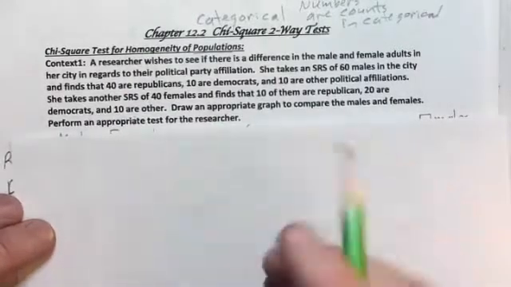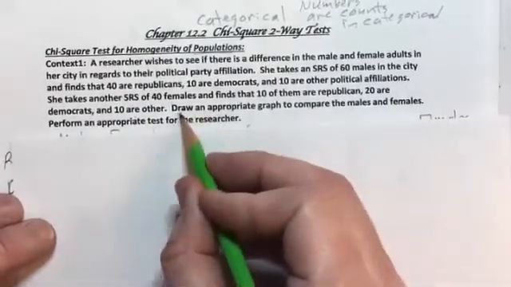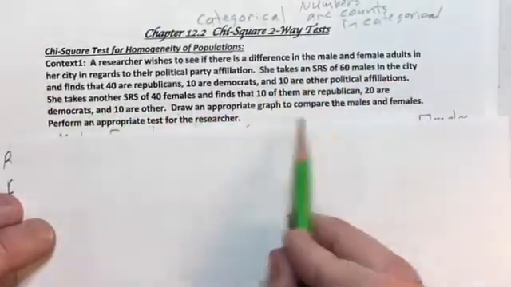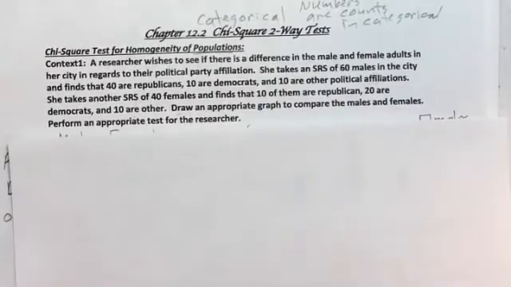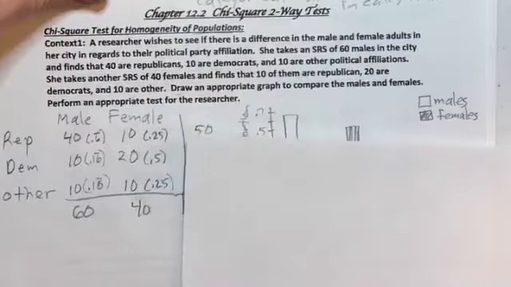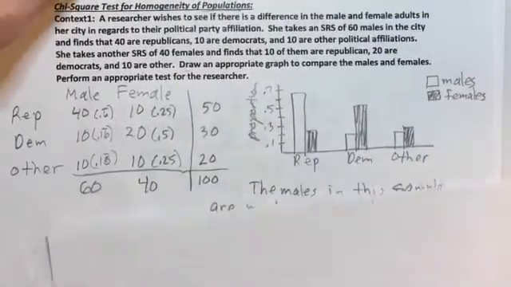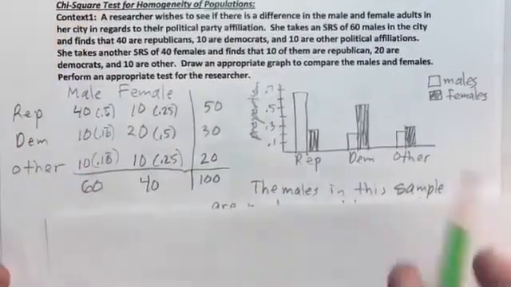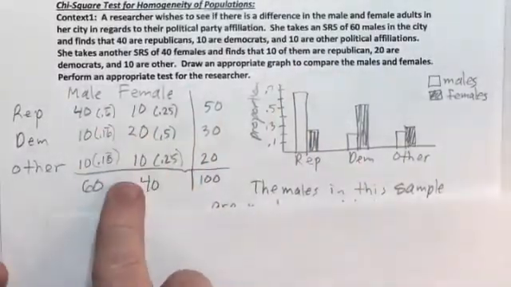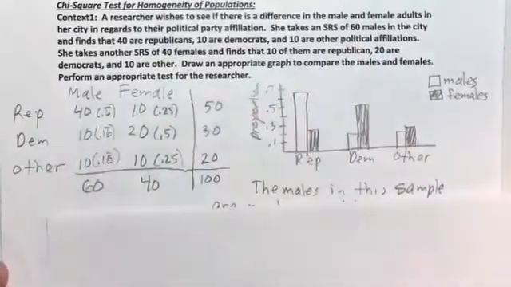Now, first of all, in chapter 1, we did a problem just like this, except we didn't do the test. Draw a graph of categorical data. This is just a little review of chapter 1. First of all, we need to write this as a two-way table. Most of the time, a problem like this, they'll go ahead and give you the two-way table, but I wanted to do one where they didn't.